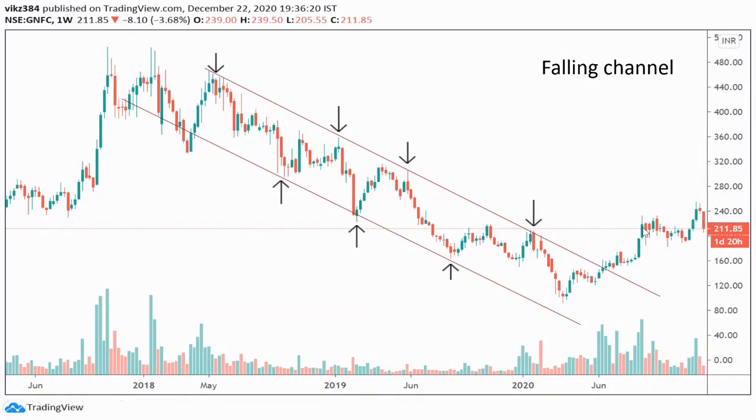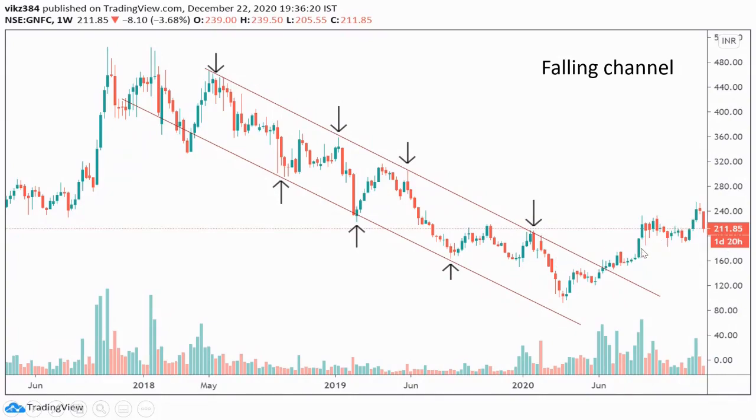Where did the confirmation come? The confirmation came, if you remember, in the Dow theory, you need a set of higher highs and higher lows. If you consider from here, this is a low, this is a low, this is a low, this is a low, and these are the highs. There is a set of higher high and higher low, which means the stock which was going in a downtrend has now changed into uptrend.